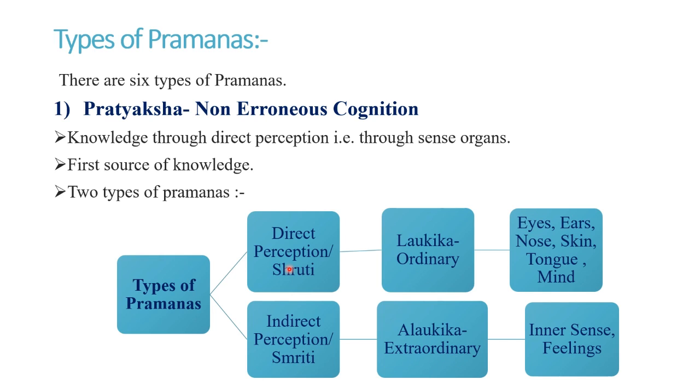So direct perception, guys, we get directly from our five sense organs. But indirect perception, we get with our sixth sense, which is called inner sense or feeling. Sometimes we feel that something is going to happen or some good or bad is going to come in the future. That is something our sixth sense is telling us. So that is indirect perception, or Smriti. That means your mind is telling you that. So basically Pratyaksha has two types, direct and indirect perception, also called Shruti or Smriti, or Laukik or Alaukik Pramana.